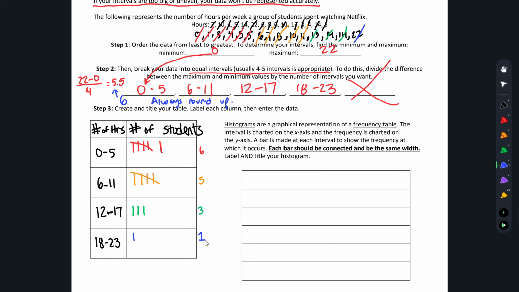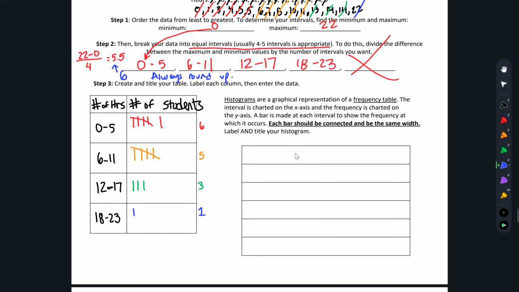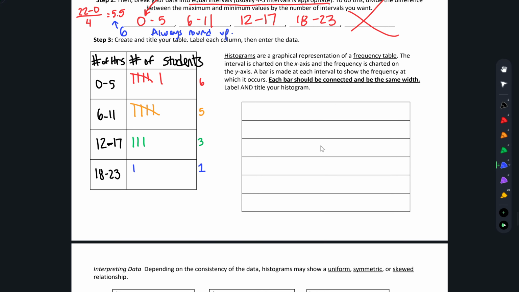Now we're going to take that frequency table and we are going to represent it graphically as what we call a histogram. Histogram is a fancy word for a bar graph. Have we all seen a bar graph before? Hopefully. The way that we're going to do this is we're going to split our bar graph into our 4 intervals.